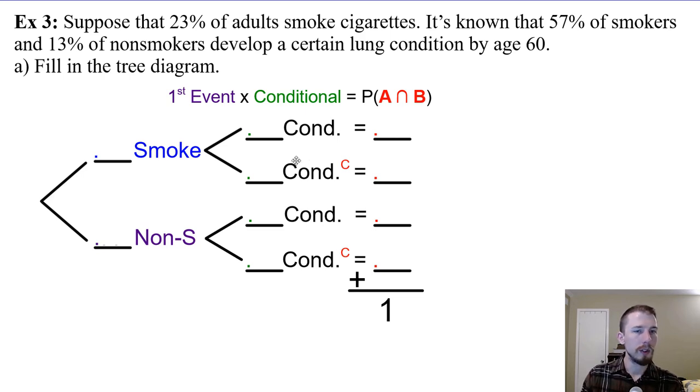All right, suppose that 23% of adults smoke cigarettes. It's known that 57% of smokers and 13% of non-smokers develop a certain lung condition by the age of 60. All right, so it said 23% smoke. That means that there's 77% that don't. They develop a condition, 57% of smokers and 13% of non-smokers. So that you didn't develop the condition would be 43% of smokers and 87% of non-smokers.